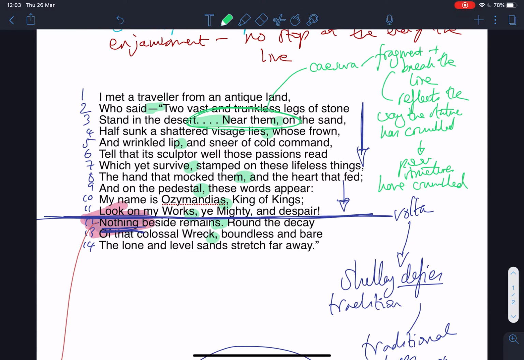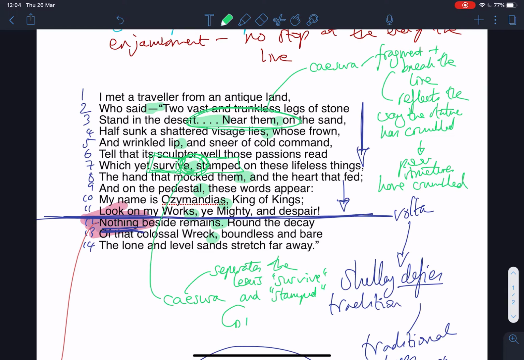Let's look at another one. Let's see this one here: "which yet survives, stamped on those lifeless things." This one works slightly differently. We have another caesura here, and on either side of the caesura the words "survive" and "stamped". Here the caesura separates the lexis, the word choice, survive and stamped.